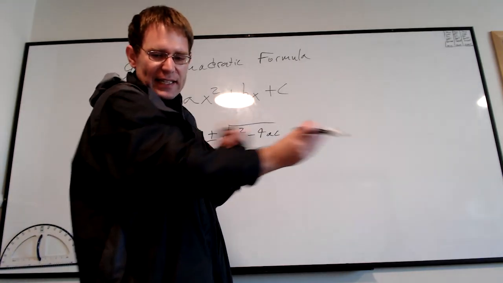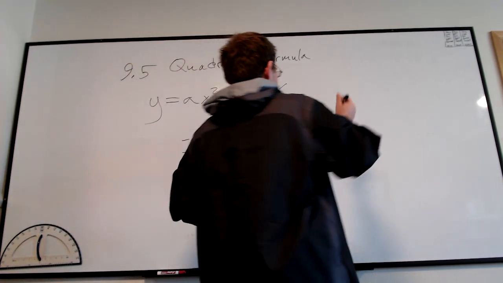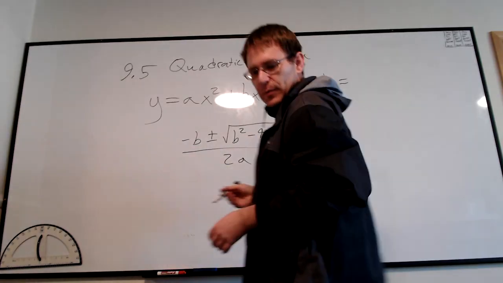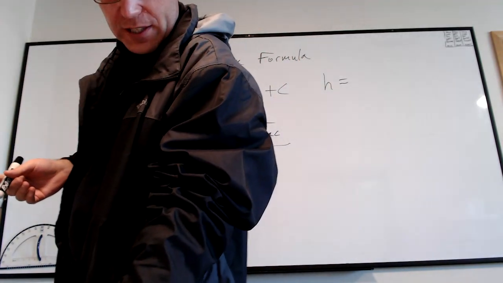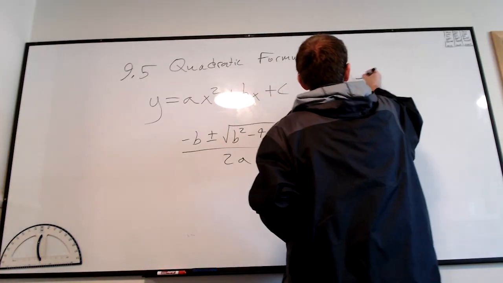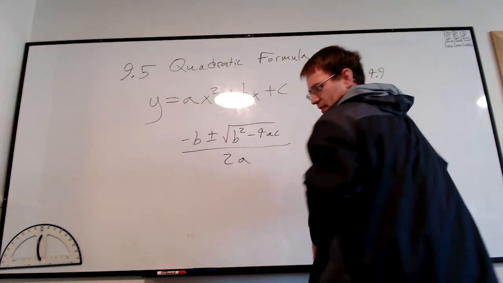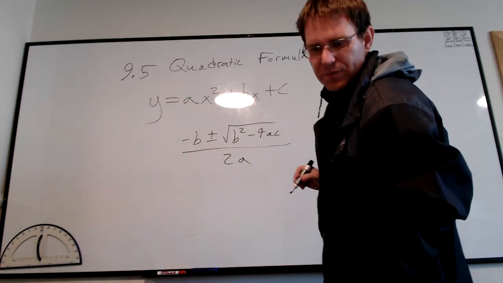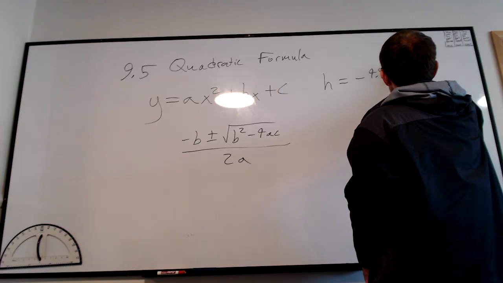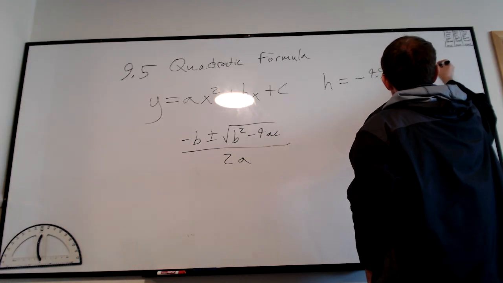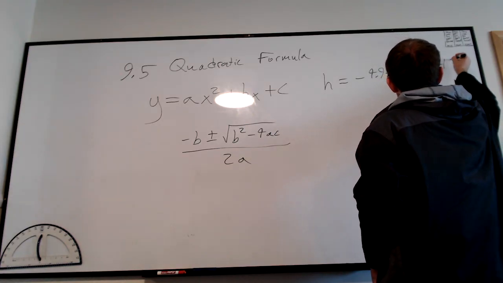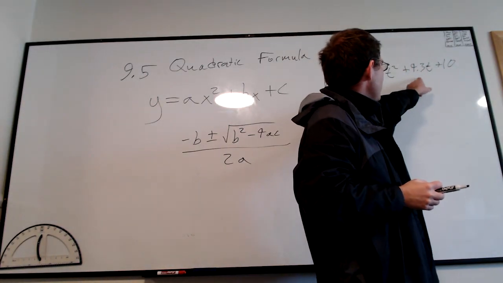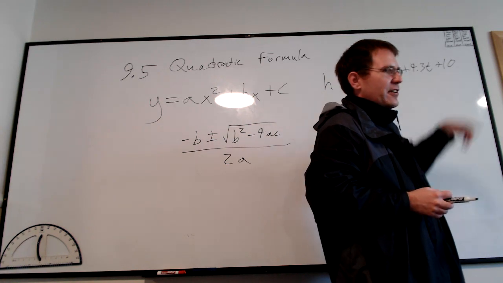All right. So the height, if you're launching yourself off a 10-meter tall platform, the formula is going to be negative 4.9 t squared plus 4.3 t plus 10. So this here I think is your initial velocity, and then this is your initial height of 10 meters.